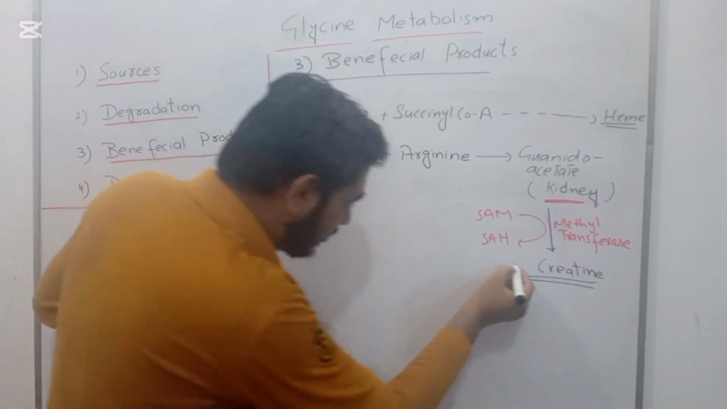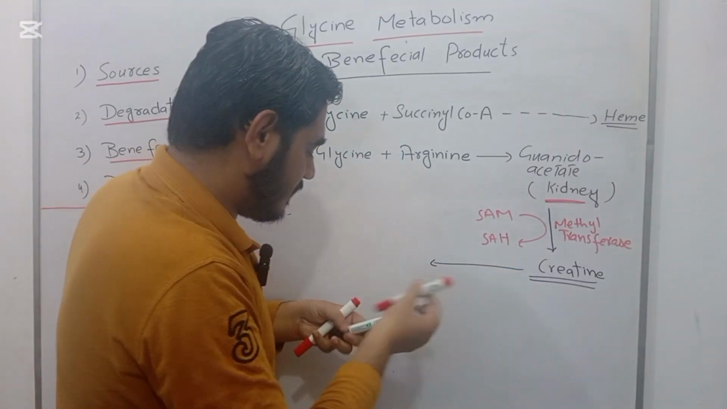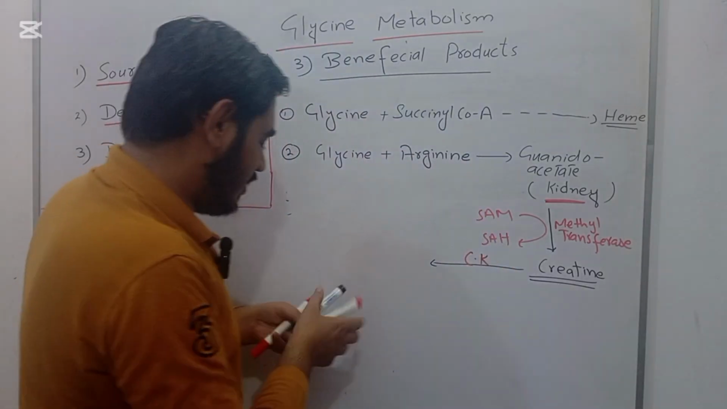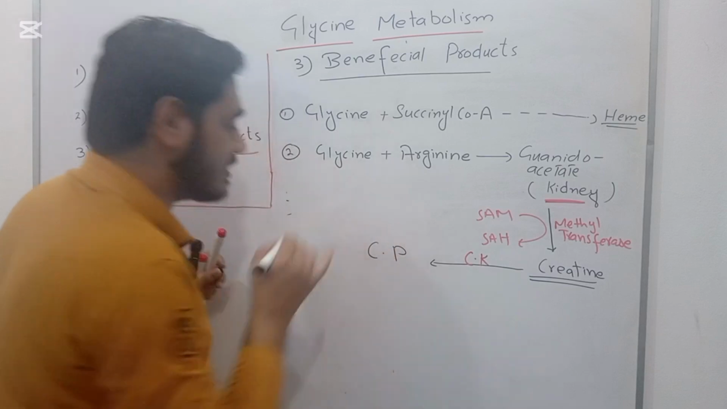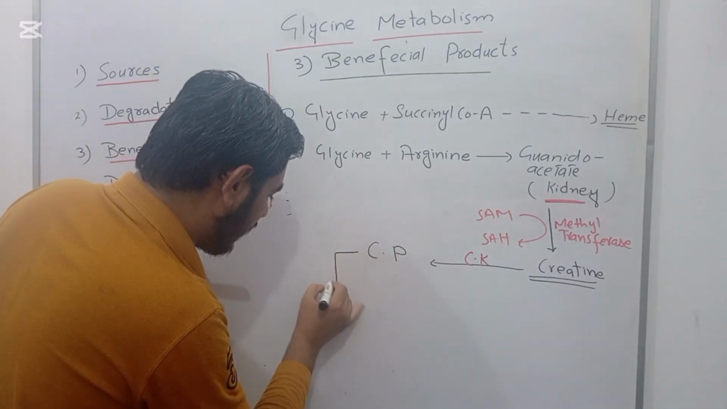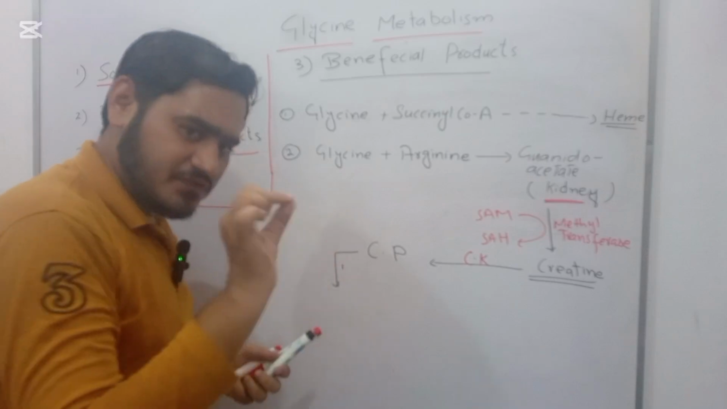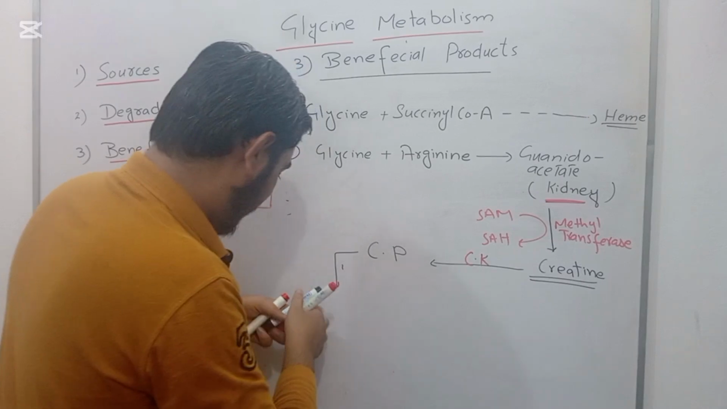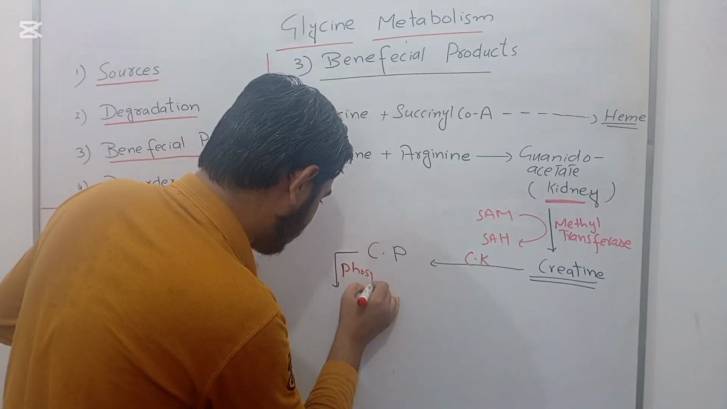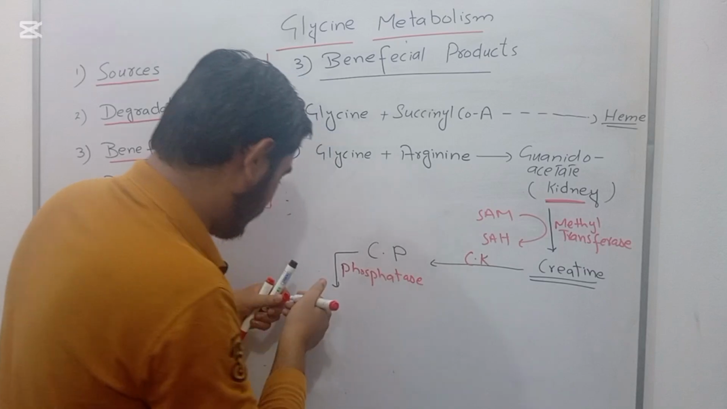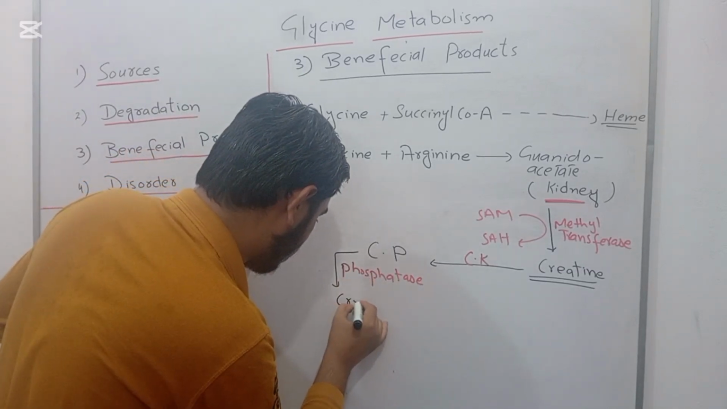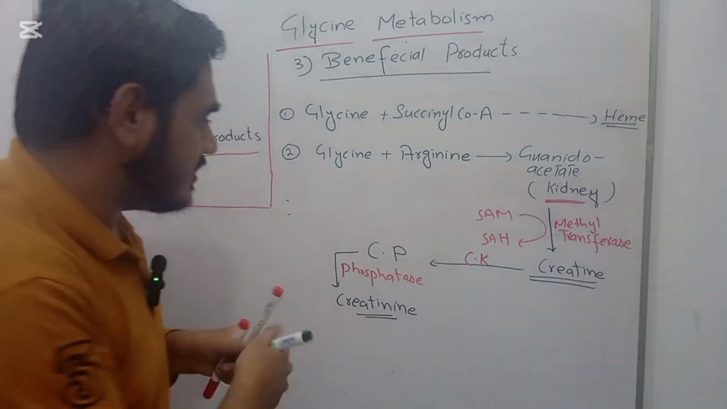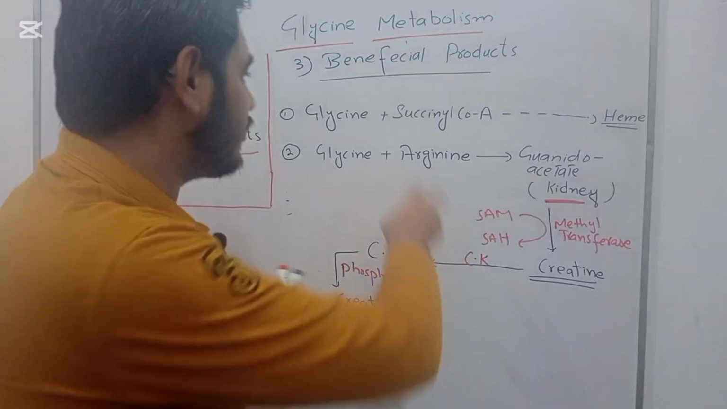And this creatine, in the next reaction, by the action of creatine kinase enzyme, forms creatine phosphate. In the next reaction, by phosphatase enzyme, and phosphatase enzyme is responsible for the removal of phosphate from this substrate, it forms creatinine. Okay, so these are also beneficial products, also products of the metabolism of glycine.